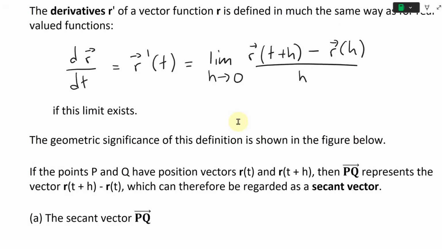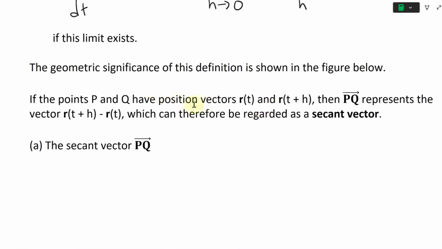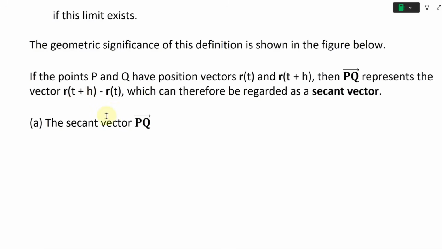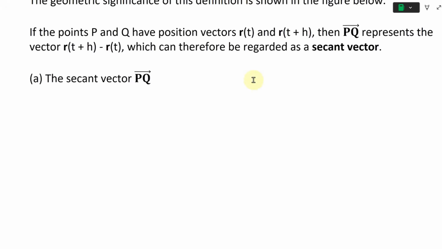All right, going further, the geometric significance of this definition is shown in the figure below. If the points P and Q have position vectors r of t and r of t plus h, then the vector PQ represents the vector r of t plus h minus r of t, which can therefore be regarded as a secant vector. I'll draw this out: the secant vector PQ.